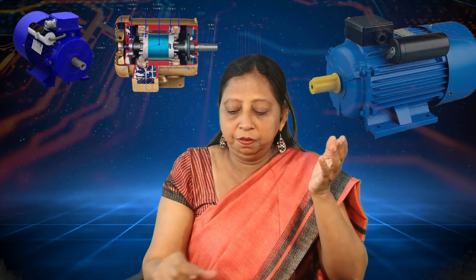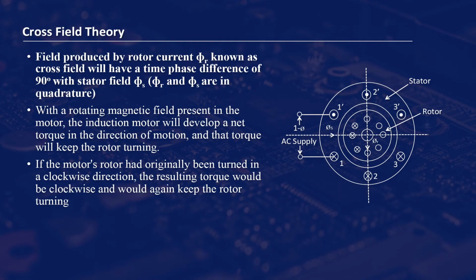Because of the rotor's high reactance, the current flowing in the rotor will lag the voltage by 90 degrees if it is more inductive, or lead if it is more capacitive. So, the field produced by the rotor current phi r, known as the cross field, will have a time phase difference of 90 degrees with the stator field phi s. With this rotating magnetic field present in the motor, the induction motor will develop a torque in the direction of motion, and that torque will keep the rotor rotating.